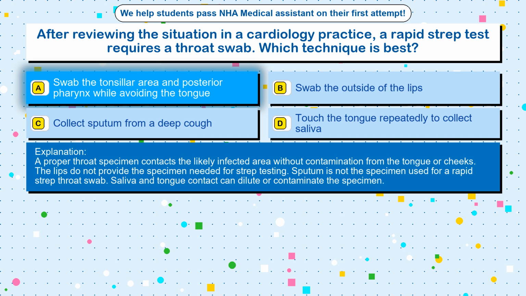Sputum is not the specimen used for a rapid strep throat swab. Saliva and tongue contact can dilute or contaminate the specimen.